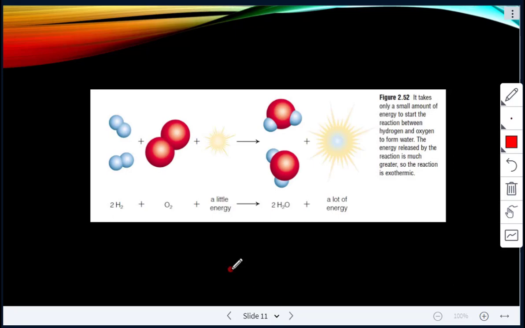All right, here is another example of an exothermic reaction. So here we have hydrogen and oxygen reacting together with a little bit of energy, and it's producing water as well as a lot of energy. So it takes only a small amount of energy to start the reaction between hydrogen and oxygen to form the water, but then energy is released by the reaction, and that energy is much greater than we saw in the reactant side. So therefore, this reaction would also be considered exothermic.